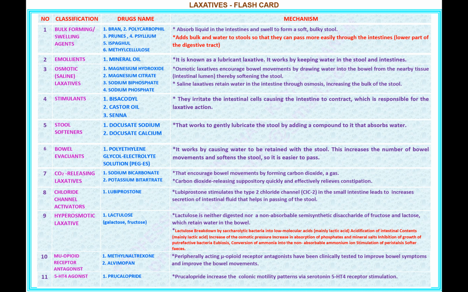Number 11. Name of the classification: 5-hydroxytryptamine 4 receptor agonist. Drug's name under this classification: 1. Prucalopride. Mechanism of 5-hydroxytryptamine 4 receptor agonist: prucalopride increases the colonic motility patterns via serotonin 5-hydroxytryptamine 4 receptor stimulation.